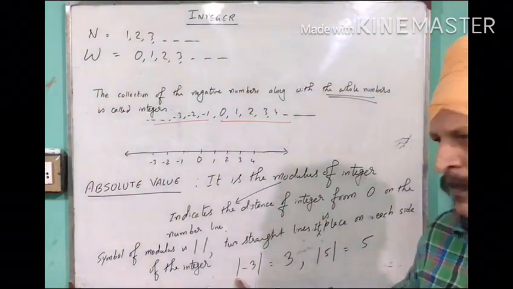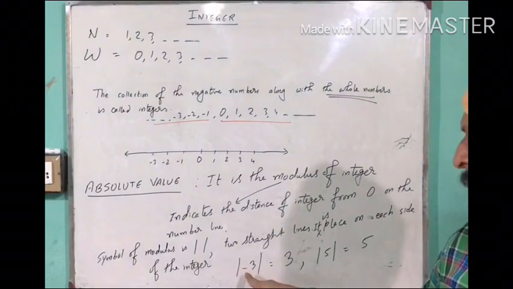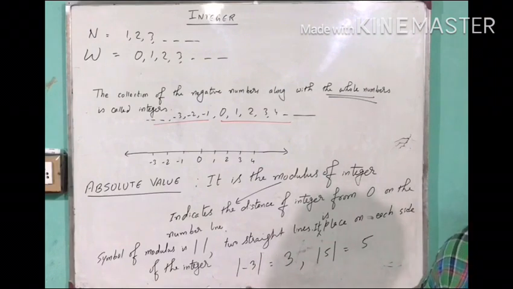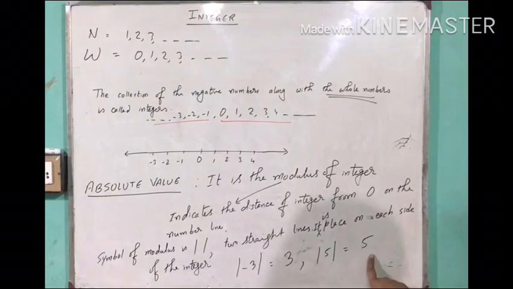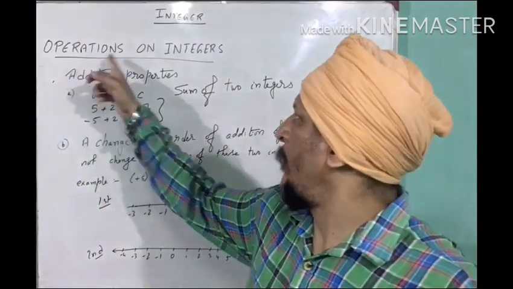Suppose here the two straight lines, and -3 is placed between these two straight lines. This means that the modulus of -3 is what? 3. And the modulus of 5 is what? 5. Okay.